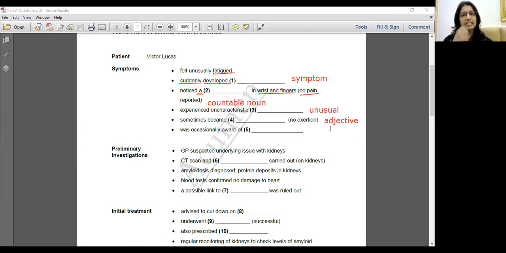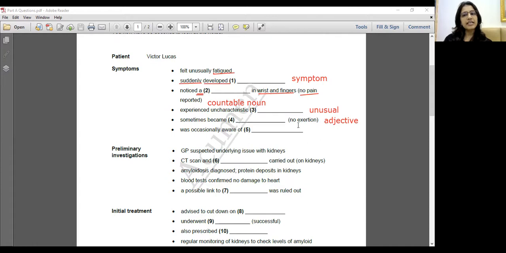Okay. She has become pale. She has become tired, fatigued. So become is more often followed by an adjective. So you won't be writing tiredness. Sometimes became tired, not tiredness.